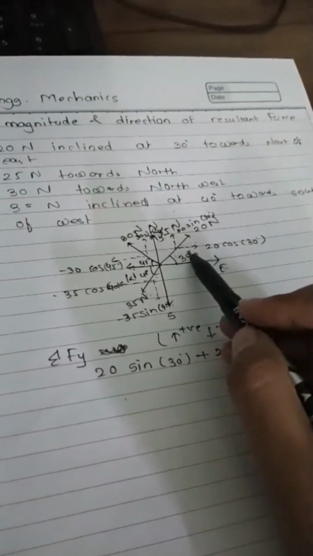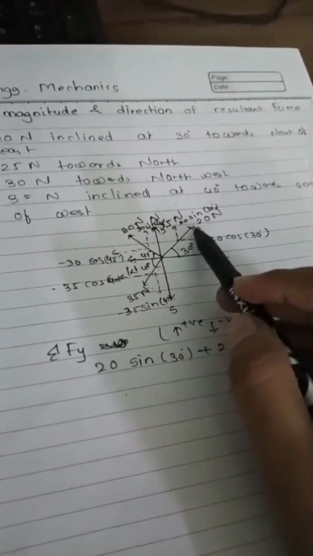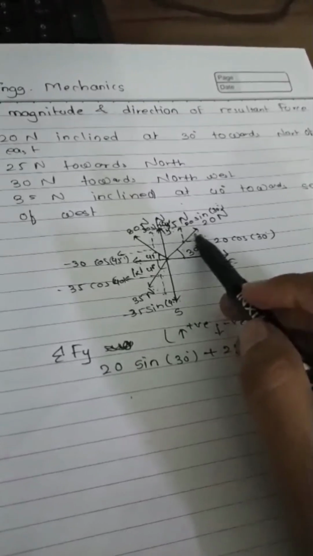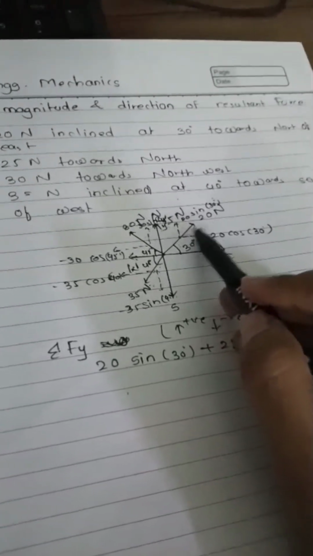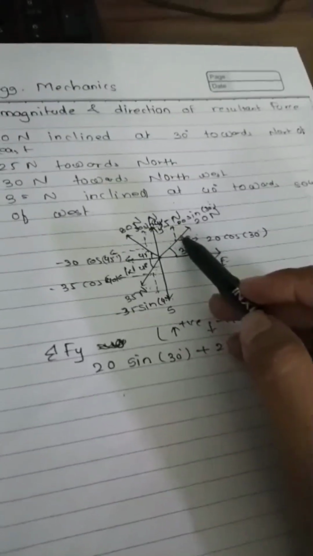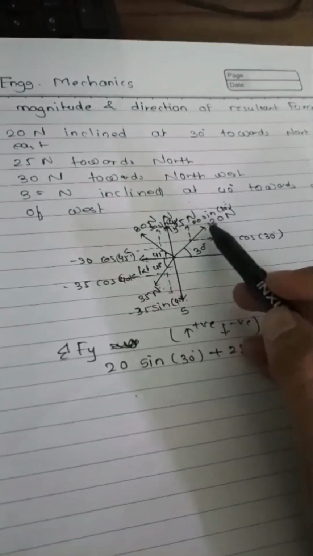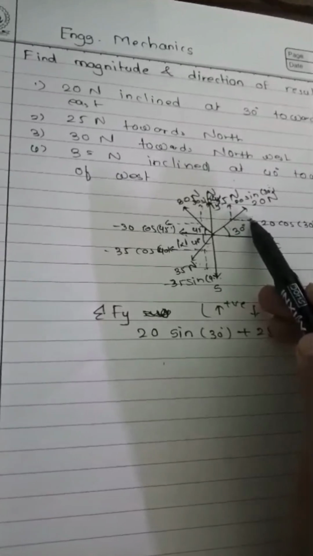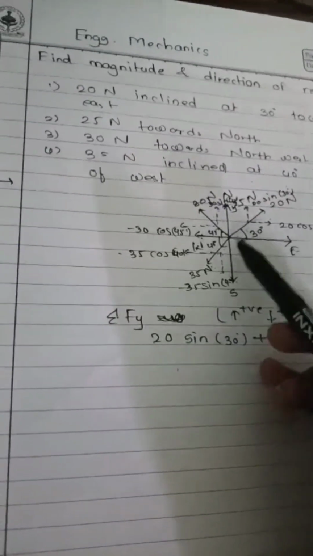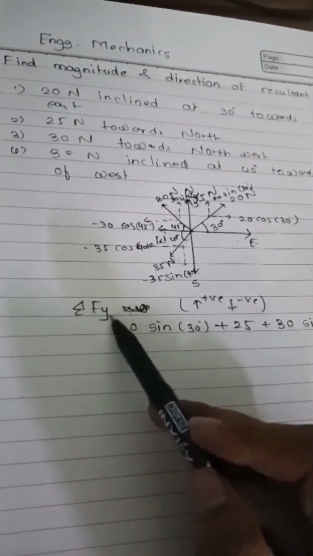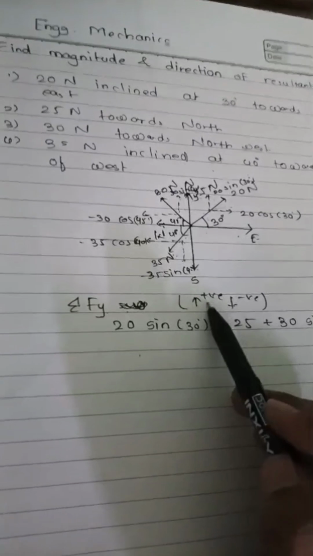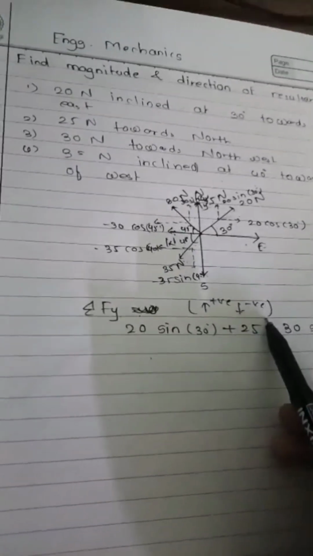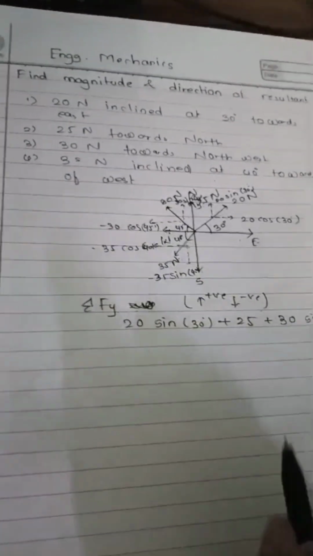So now we can resolve all these forces, depending upon the direction of the arrow, whether it is towards or away from the point, so we can resolve in this manner. So now we can find out the forces. The vertical forces are known as the summation Fy, while the horizontal forces are known as the summation Fx. First we find the vertical forces, that is summation Fy, whose direction is upward positive and downward negative.